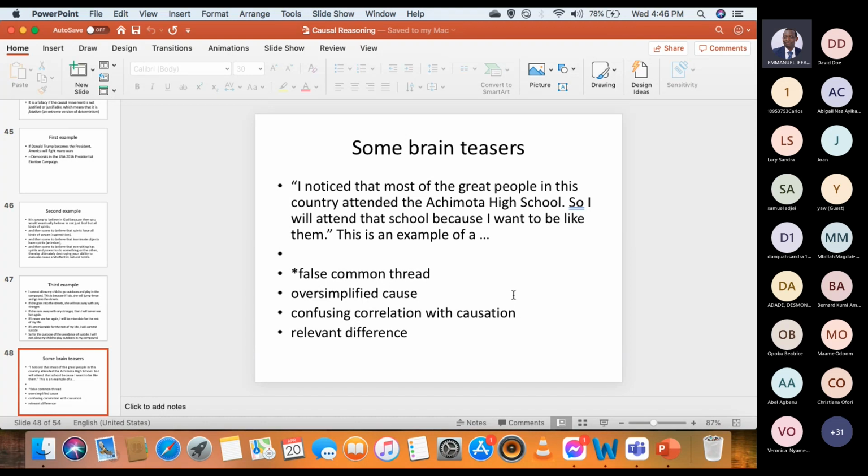Most of the great people in this country. Now, there was a time when there were just a few schools, Achimota High School and maybe 2 or 3 other ones in the whole country. So, of course, it was unavoidable that all the great people in the country were coming from Achimota and maybe 2 or 3 other schools because they were the only schools available. Now there are so many schools around and they are producing a lot of great people. So continuing to identify Achimota as the school responsible for the great people might not be correct.